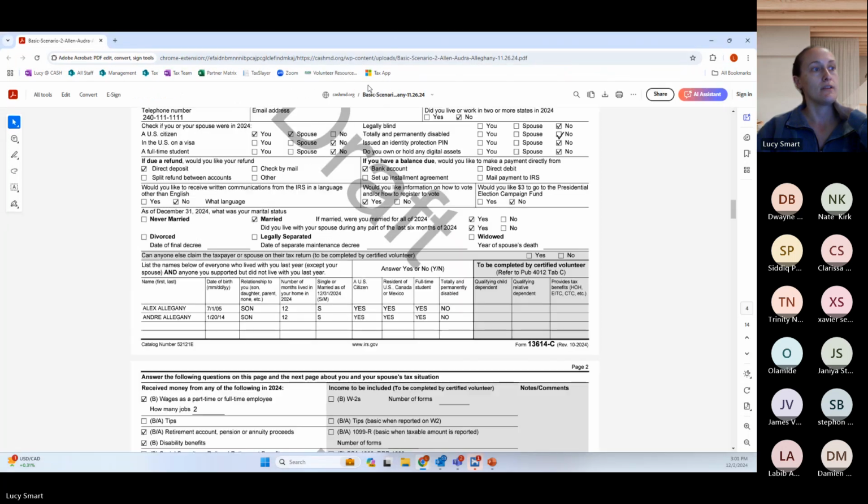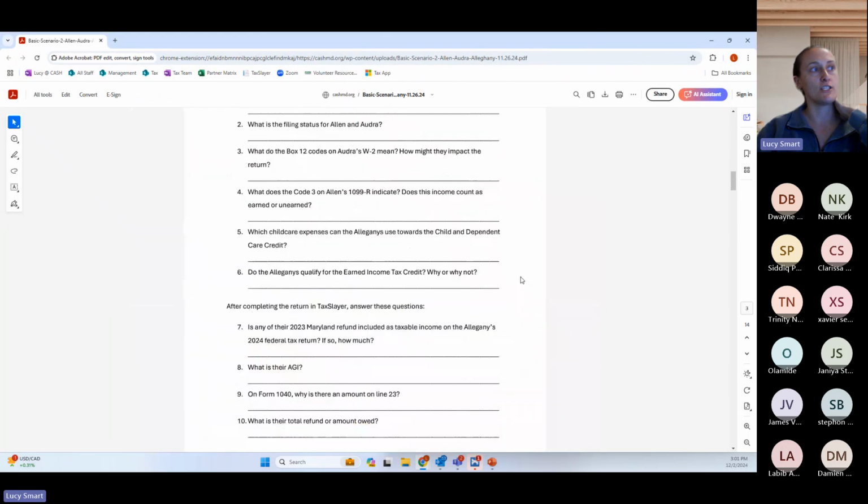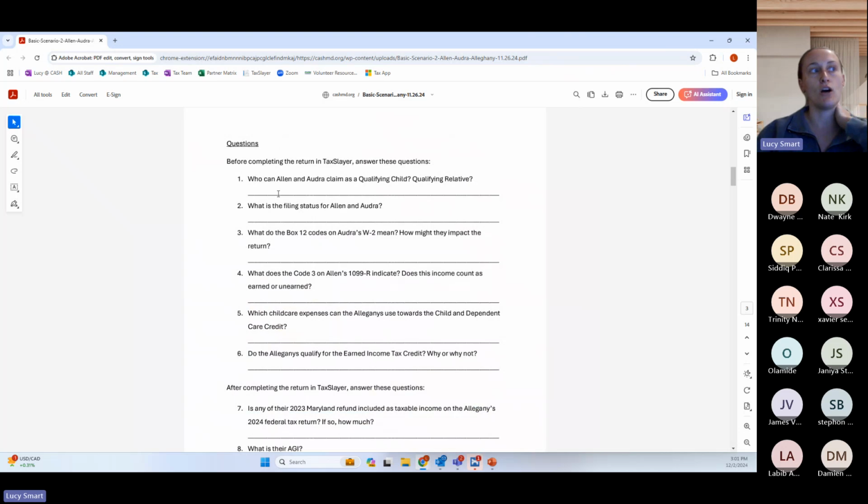So with that, we've answered our first two questions. Who can Alan and Audra claim as a qualifying child, qualifying relative? They can claim both their sons as qualifying children. And what's the filing status for Alan and Audra? Married filing jointly. Let's go through questions 3 through 6 before we go into the return, because hopefully we don't need the software to determine these.